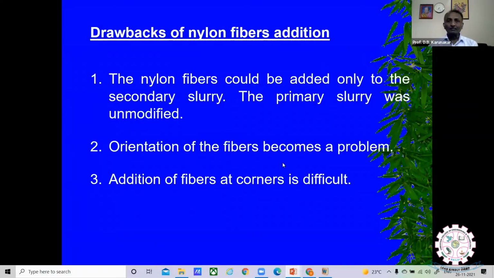Orientation of the fibers became a problem. This works out provided the nylon fiber is embedded perpendicular to the surface of the pattern. If it is embedded perpendicular to the surface of the pattern, yes, tiny passages will be created through which hot gas can escape. And if it is embedded parallel to the surface of the pattern, what's the use? That is not useful. So the orientation of the fibers became a problem. And addition of fibers at the corners became difficult. So these are the drawbacks of the nylon fibers addition.